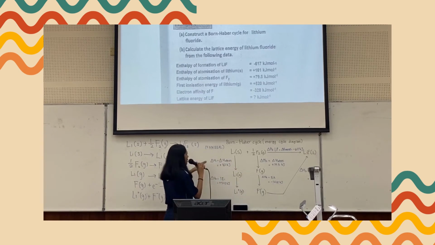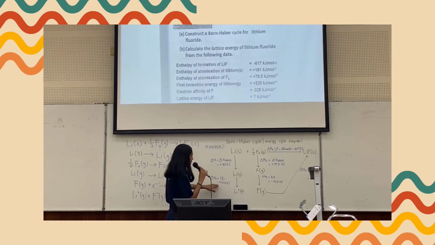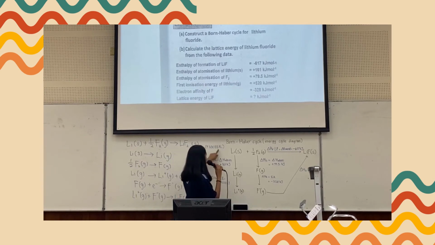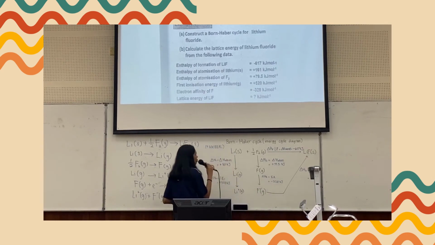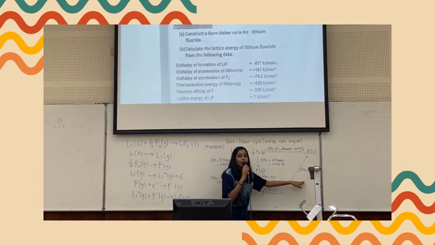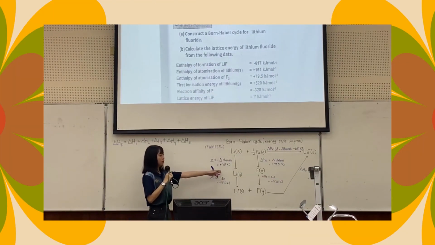And then the fourth one is IE, which refers to lithium gas going to a cation of lithium, and the value is positive 520 kJ per mole. And then the fifth one is EA, electron affinity, for fluorine, which will form an anion, and the value is -328 kJ per mole. And then the last one is lattice energy, which will help us find the value of lattice energy. So we have drawn the Born-Haber cycle here.